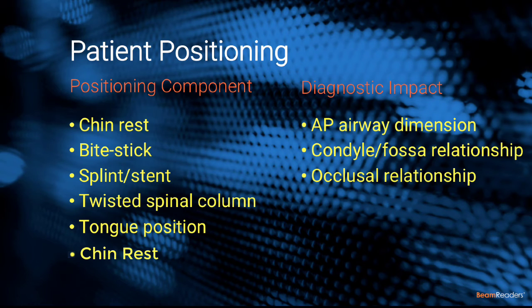Tongue position, wherever the tongue goes, so goes the AP airway dimension. And then finally, we'll talk about the chin rest. The chin rest is essential for stabilizing the patient's head as long as we don't use it excessively. And sometimes you'll see a scan where the posterior teeth are discluded because the chin rest is placed too tightly. But by and large, we want to try and maintain the normal occlusion, and the chin rest helps hold the head in position. So let's take a look at some examples here.